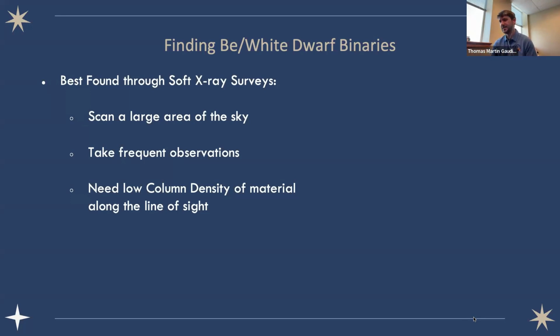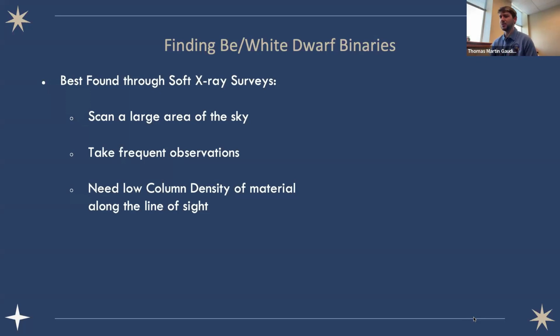Additionally, we don't want to miss any of these transient outbursts. We want to make sure that we're observing regularly enough that we're going to be able to catch one of these outbursts when they do go off, not missing them as they fade away below our detection threshold. Last but not least, extinction is going to be a problem. We've already said that that is a potential problem, so we're going to need a low column density of material along the line of sight to our survey area if we want to have a chance of detecting these sources without extinction becoming a problem.